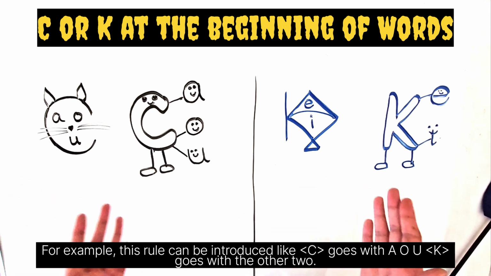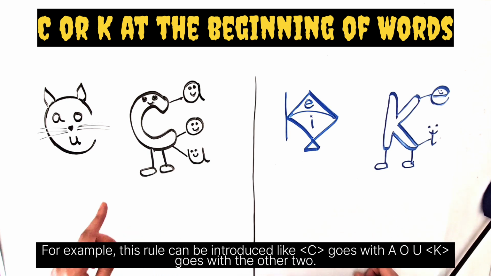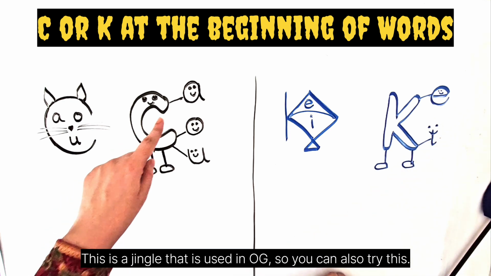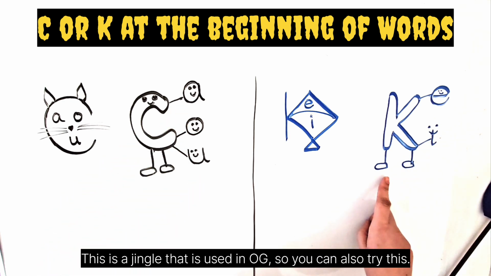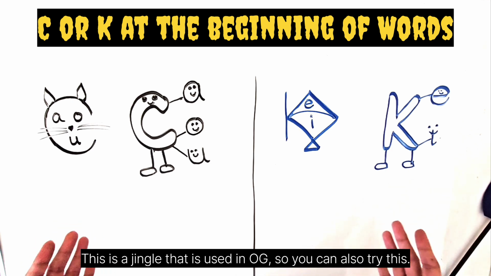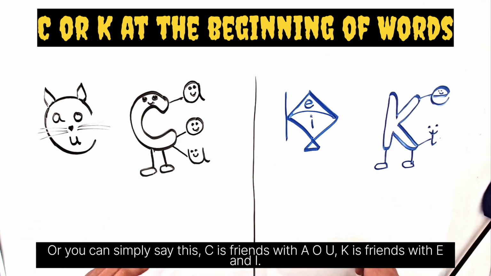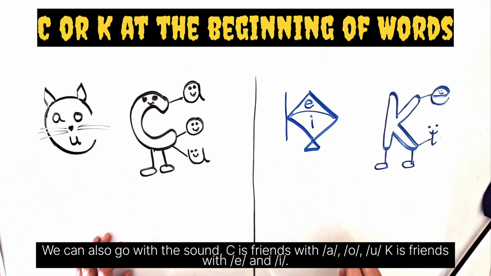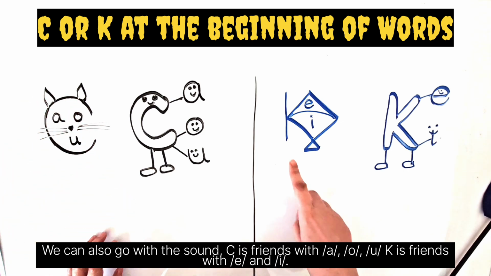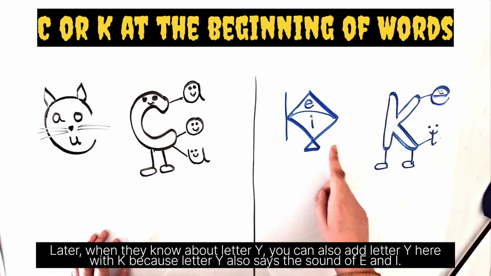For example, this rule can be introduced like: C goes with AOU, K goes with the other two. This is a jingle that is used in OG, so you can also try this, or you can simply say this: C is friends with AOU, K is friends with E and I. We can also go with the sound. C is friends with A or A, K is friends with E and E.